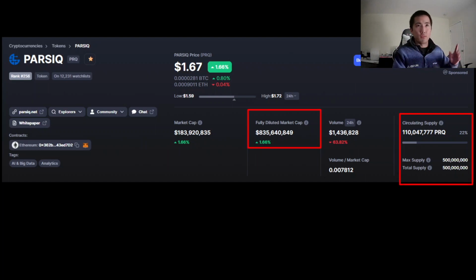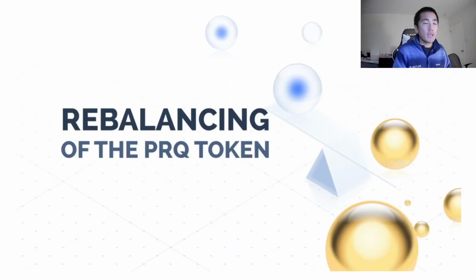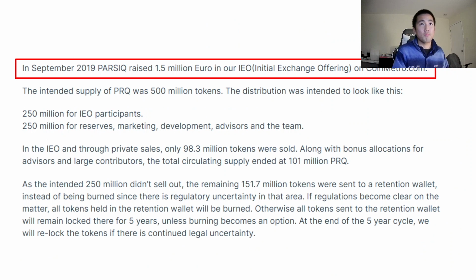It's currently around this price. And I think a lot of people fall into the trap of just looking at max supply, 500 million. Oh my God, that fully diluted market cap is so high. I can't 10x this. It's too much, right? But that's a lazy way to think about it. If you actually look at what they did earlier this year, they actually rebalanced the PRQ token.